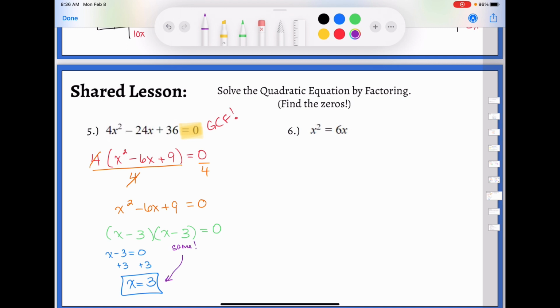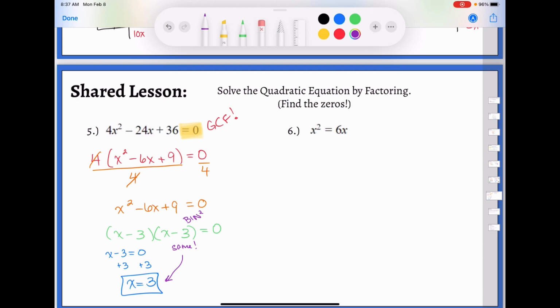When I have a binomial squared situation, I'm only going to have one answer, and that's okay, right? Technically, I have 2 answers here, but they're the same number, so I only list it once. I wouldn't say 3, 3, right? It's just the solution is 3. But the reason that it is only one solution in this case is because that was a binomial squared. Both of those factors are exactly the same. So technically there's 2 solutions, but they're the same number. All right, so there is a very rare situation where that could happen.